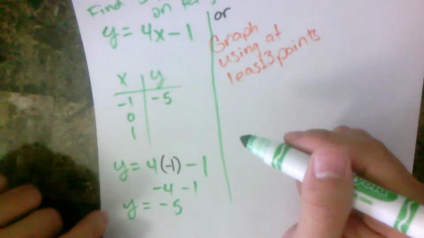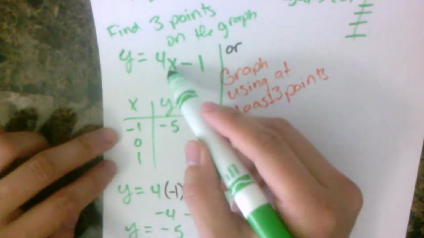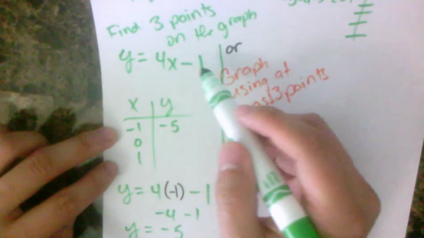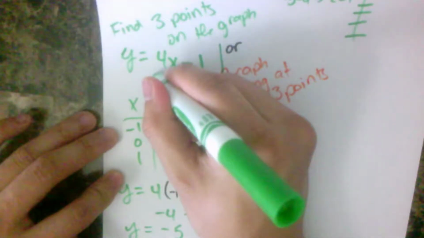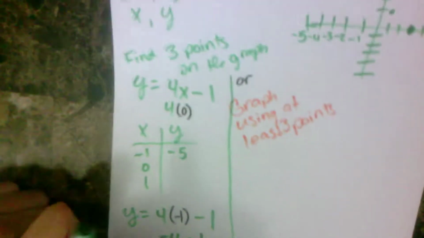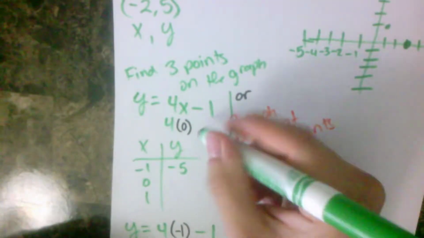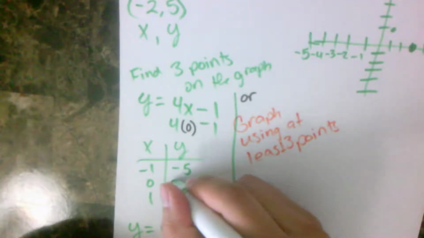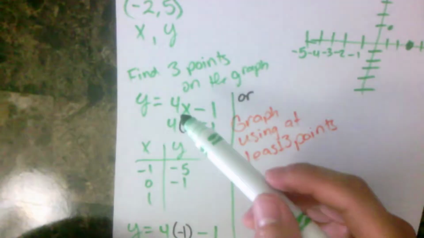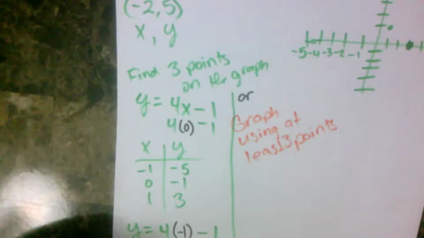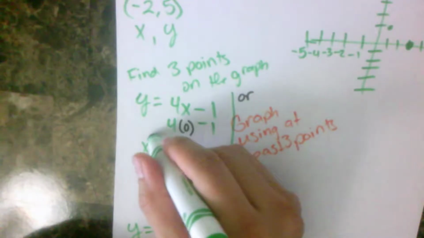Let's do the same thing for 0. So y is equal to 4 times 0 minus 1. 4 times 0 is 0, and then subtract 1. 0 minus 1 is going to be negative 1. And then you would plug in 1 as well. So 4 times 1 is 4, minus 1 is 3. And then this is your table of values.